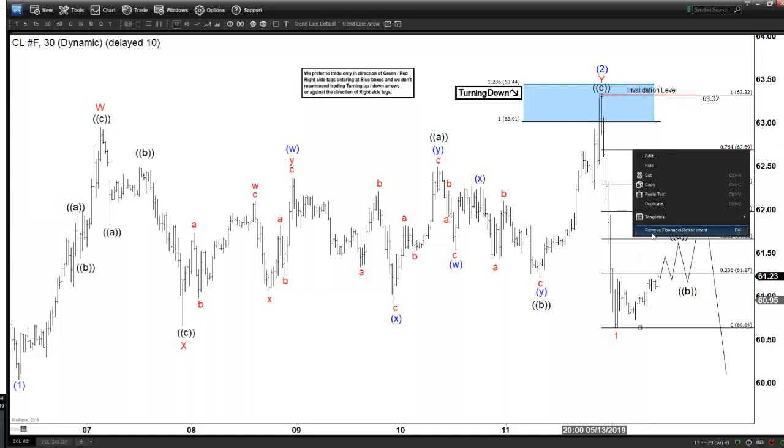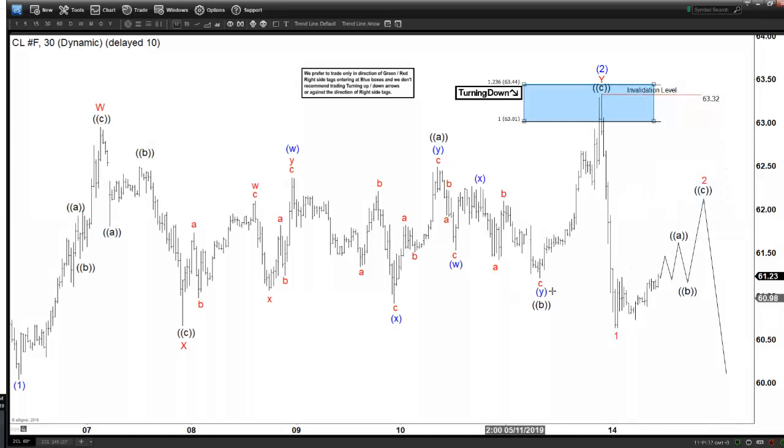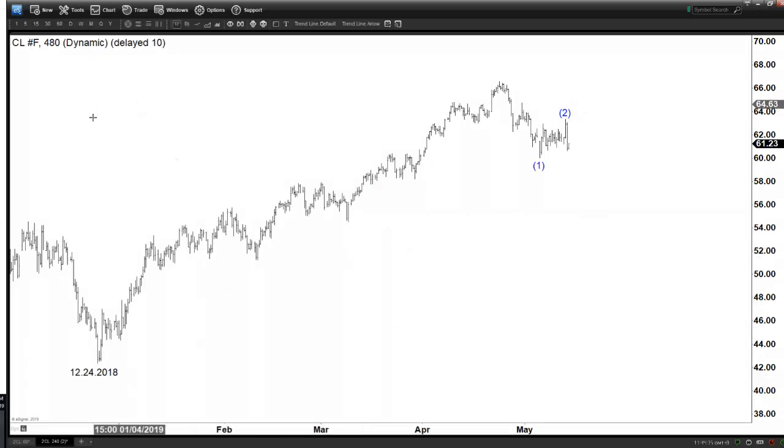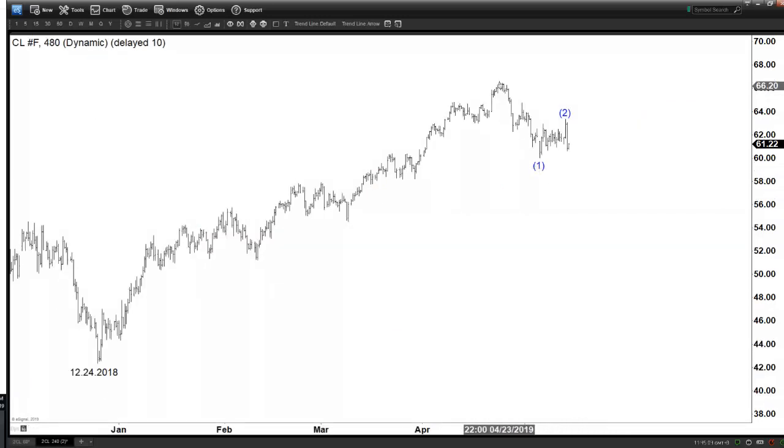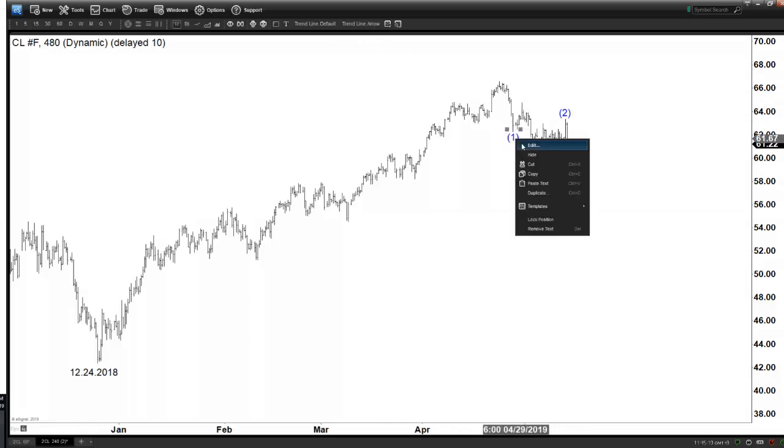Now looking at the higher degree, zooming out, we have this 4-hour chart. We notice here that this cycle that starts from December 24, 2018, this rally of 5 months, has ended. So we are now in the process of, at the least, correcting this cycle. You notice this 1 and 2 corresponds to the 1 and 2 in the 1-hour chart we saw earlier. You notice here this 1, there is a 1, 2, 3, 4, 5, so there are 5 waves here, ending with 1.